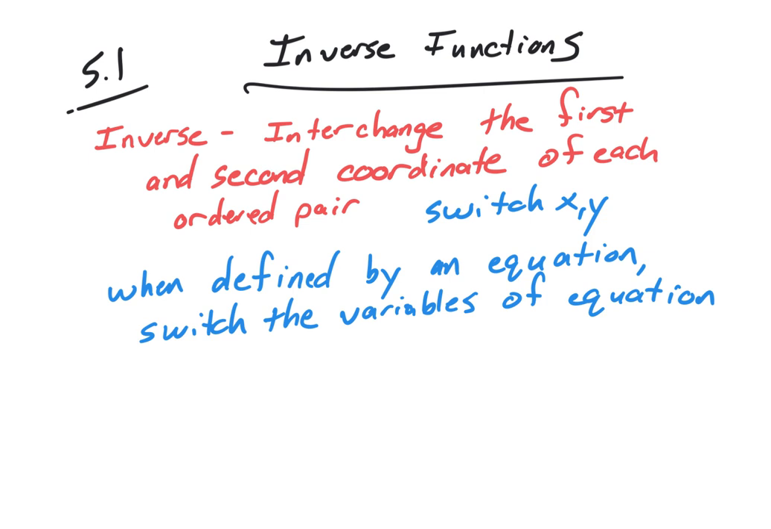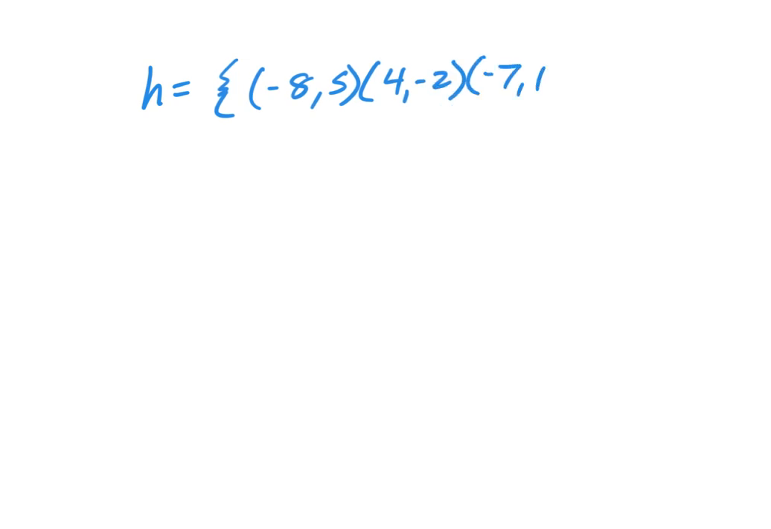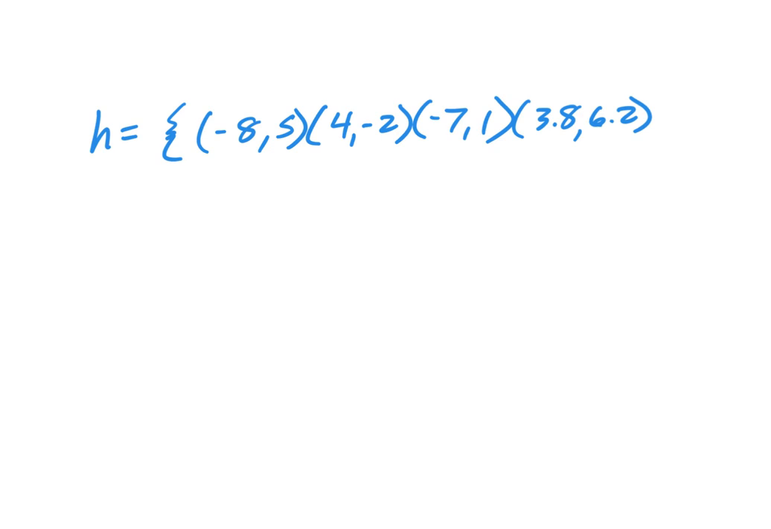Okay, so let's say that I gave you h. And we're going to write it as a function or in a set of ordered pairs. And so I'm going to say negative 8, 5, 4, negative 2, negative 7, 1. And then I'm just going to kind of throw this one in there just to show you that it doesn't really matter if it's decimals, fractions, negatives, positives. That is the set for h. It's just a bunch of random ordered pairs, basically.